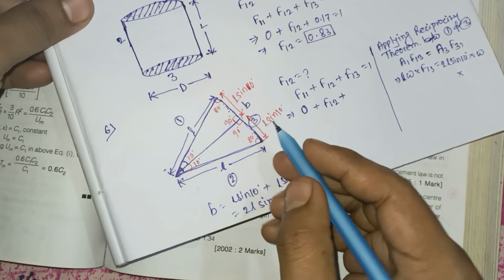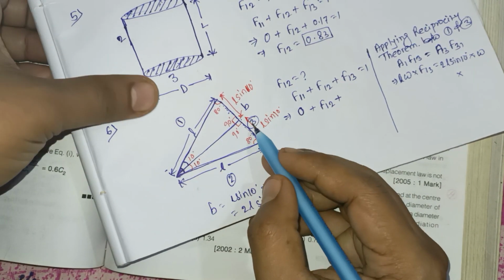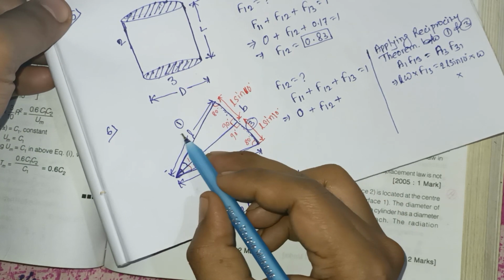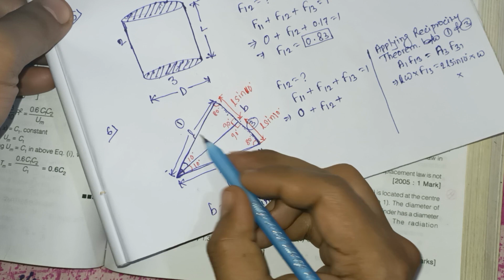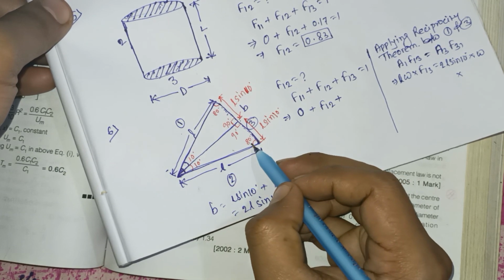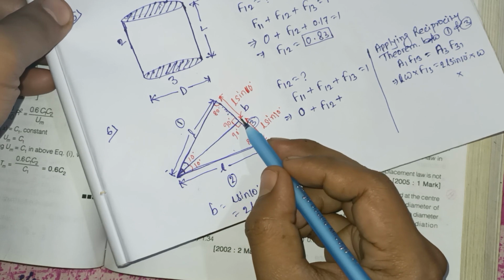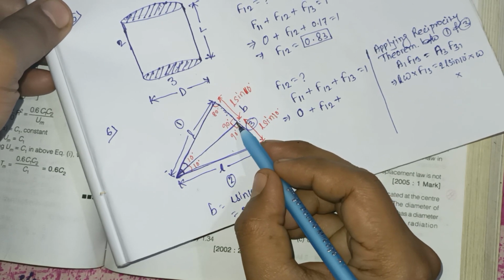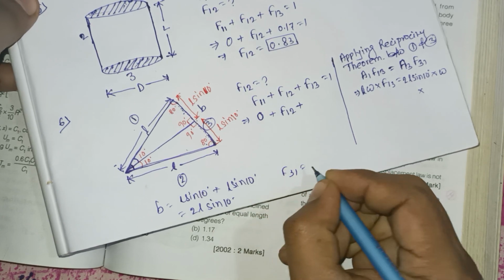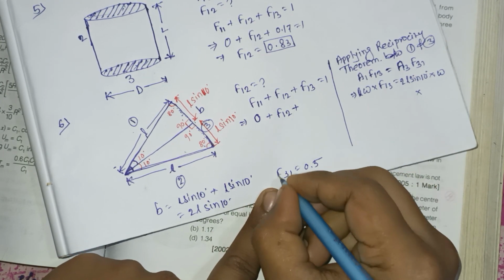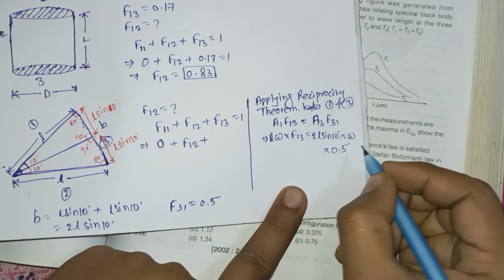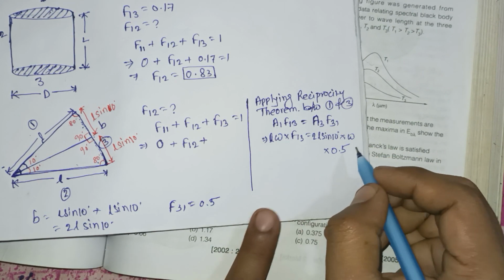What is the value of F31, 3 to 1? It is the fraction of heat transferred from 3 to 1. There are two plates, and the angle here is 80 degrees and this is 80 degrees. So that's why F31 will be 0.5. F31 is equal to 0.5.